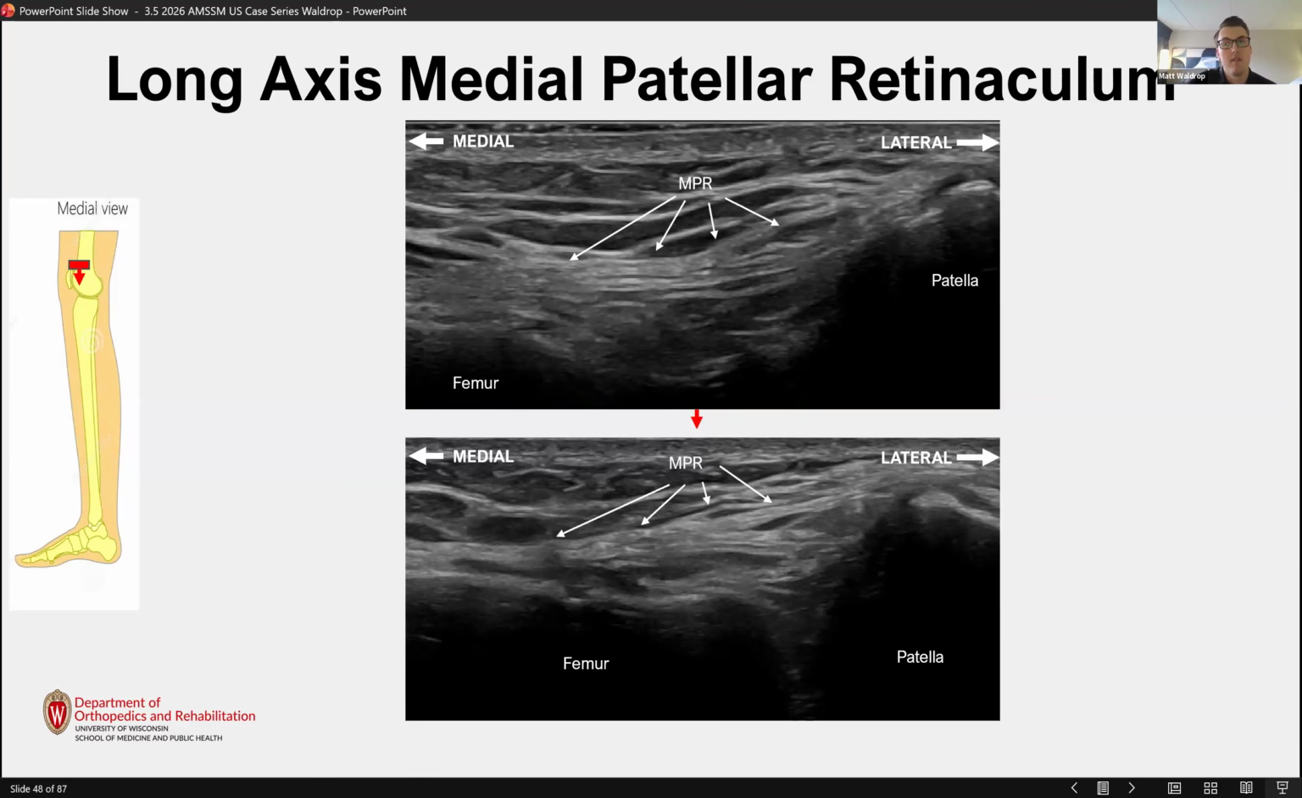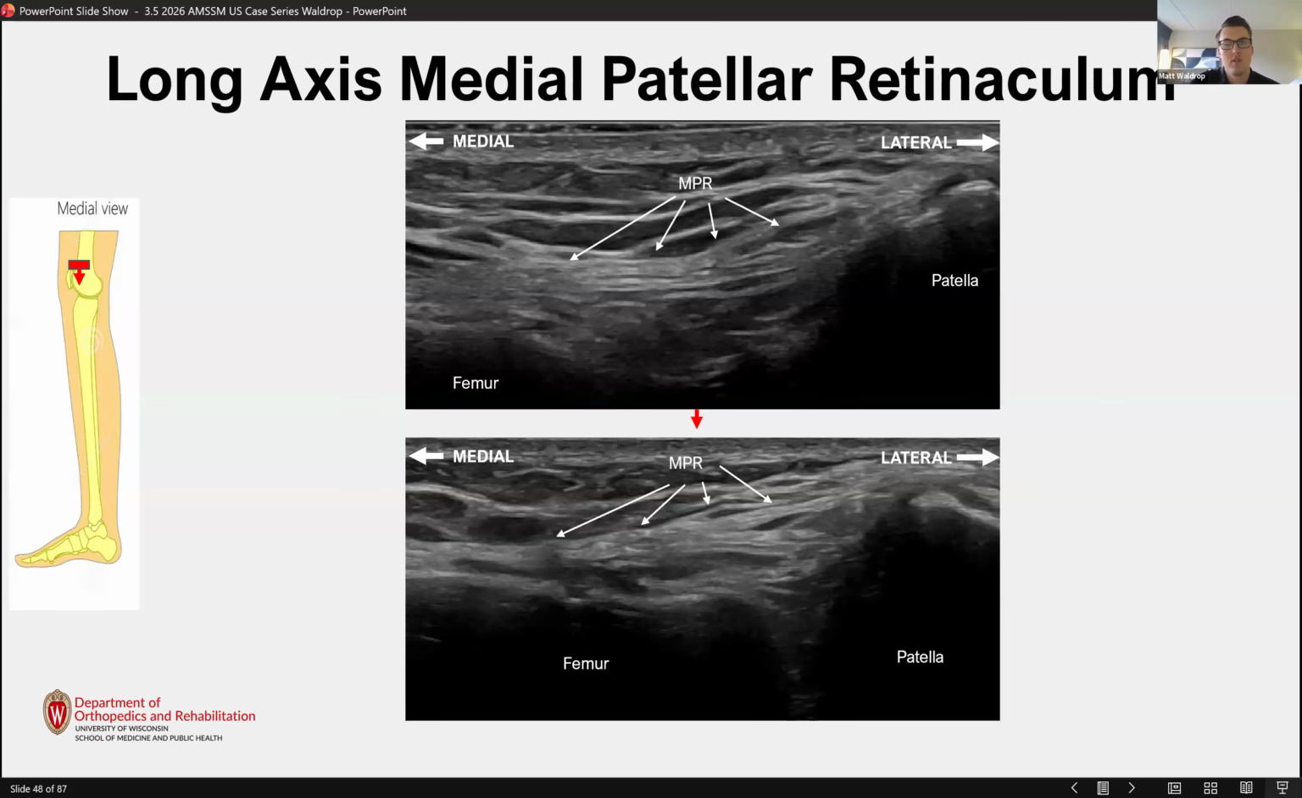The patella is on the right and the femur is on the left, and then with the MPR attaching at the medial aspect of the patella and traveling just superficial to the femur medially. Because this is a pretty darn broad structure, it can be hard to detect really small changes or tears in this. So definitely an area where power Doppler can help if there is a high index of suspicion of injury.